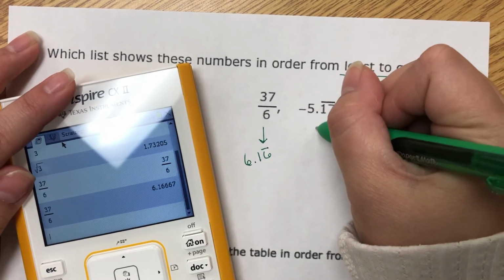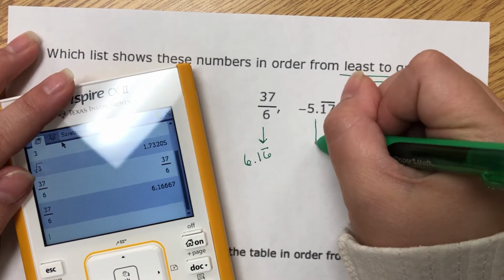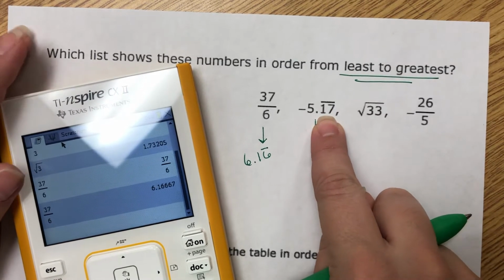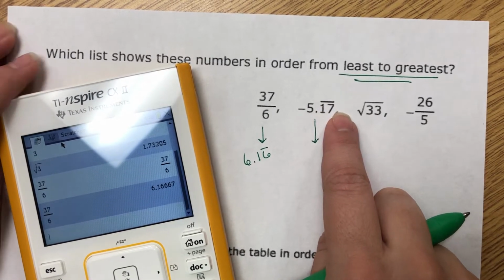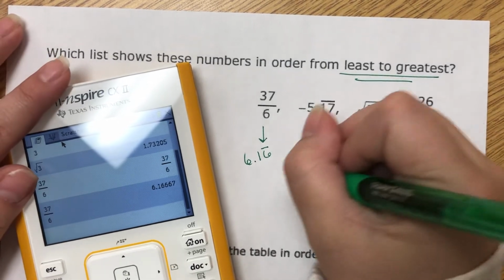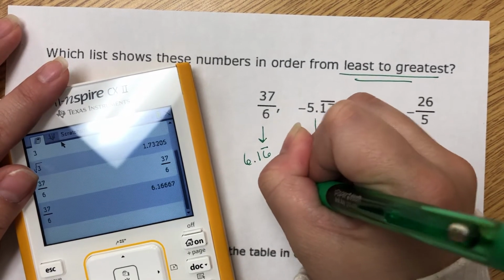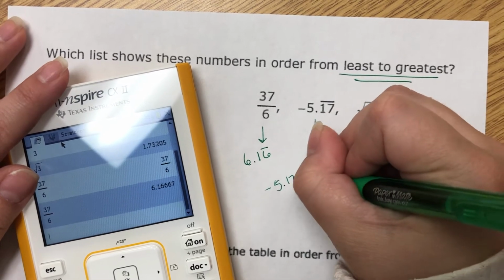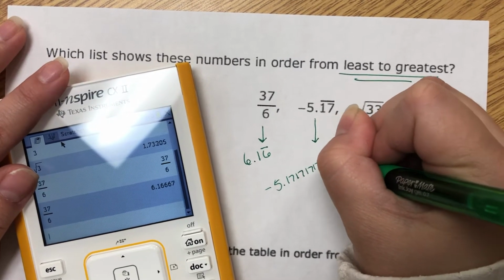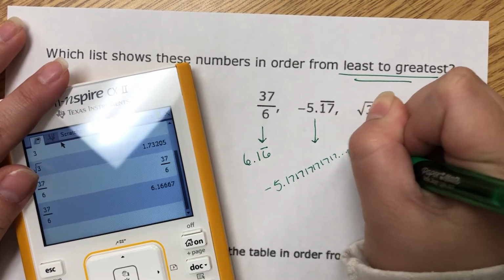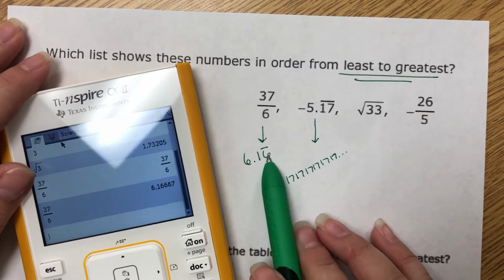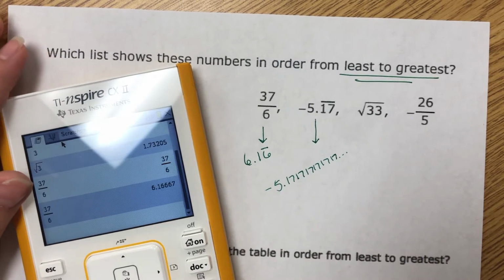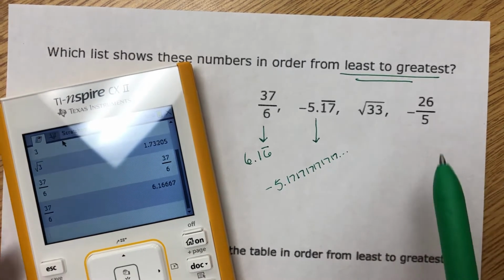This next one I don't really need to put in my calculator, but I do need to know that this bar over the 17 stands for a repeating decimal. That means my number looks like this: 5.17171717171717 forever and ever and ever. It just keeps going on and on and on. Just like this one did. Kept having sixes forever and ever and ever. I just didn't write it.